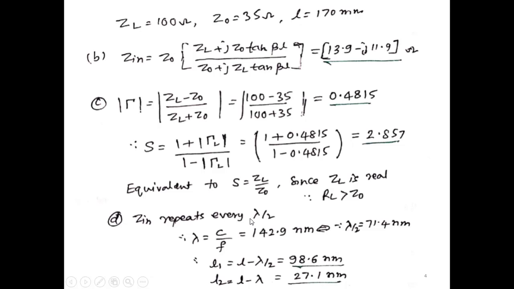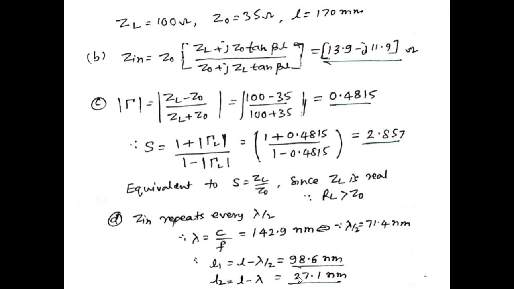So Zin repeats after every half wavelength, but wavelength lambda is given by velocity of light divided by frequency. So the value of c is 3 into 10 raised to 8 meter per second and f is 1 gigahertz. Then if we simplify, we get 142.9 millimeter. Therefore, lambda by 2 is equal to 71.4 millimeter. Therefore, L1 is given by L minus lambda by 2. Substituting the value of L and lambda by 2, we get 98.6 millimeter, and L2 is given by L minus lambda is equal to 27.1 millimeter.